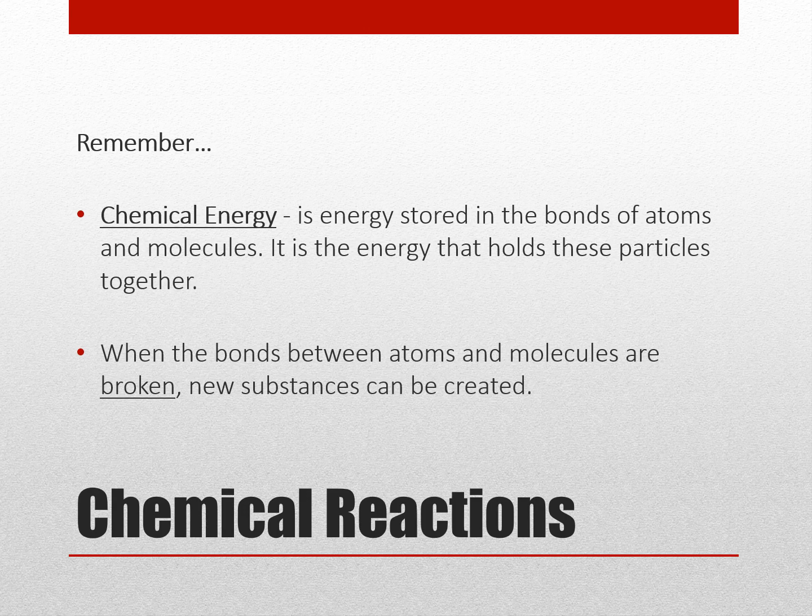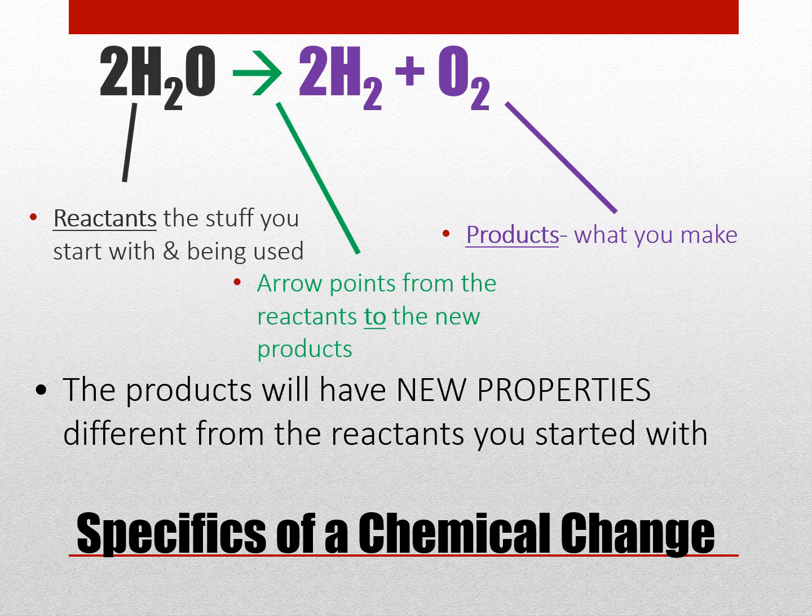Now, in order for you to understand a chemical reaction, you need to understand chemical energy. Remember, chemical energy is the energy that's stored in bonds of atoms or molecules. And if I break or make these new particles and I change their chemical energy, I am going to be doing a chemical reaction. You do need to know a few terms. So first off, you have reactants. We always read a chemical reaction equation, which is this guy, from left to right, just like we do in English.